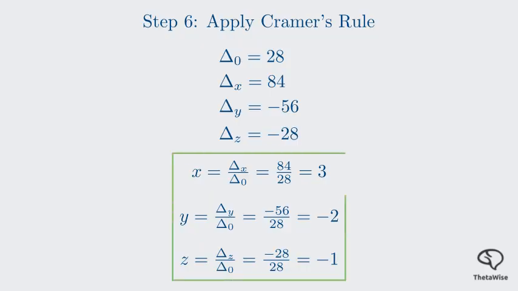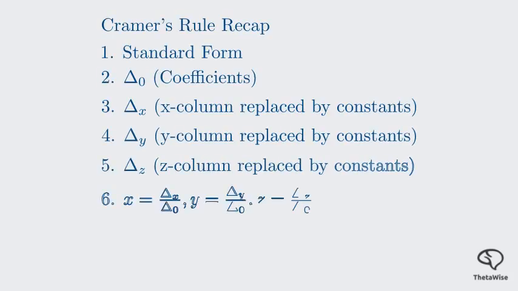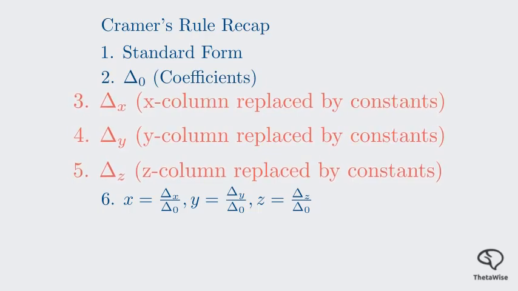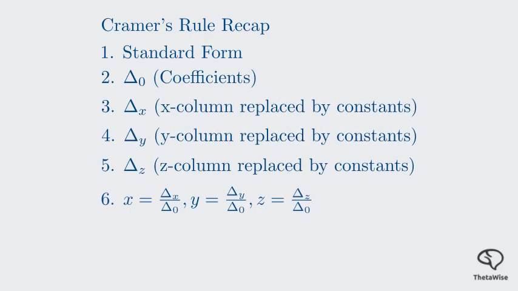And there you have it. The solution to our system of equations is x equals 3, y equals negative 2, and z equals negative 1. This matches the final answer in the solution. Let's recap what we've accomplished today. We have successfully solved a system of 3 linear equations using Cramer's rule. Here are the key steps again. We started by rearranging the equations into standard form. Then we calculated 4 determinants: the main coefficient determinant, delta 0, and 3 determinants for the variables x, y, and z by replacing their respective coefficient columns with the constants. Finally, we applied the simple Cramer's rule formulas to find our solutions.